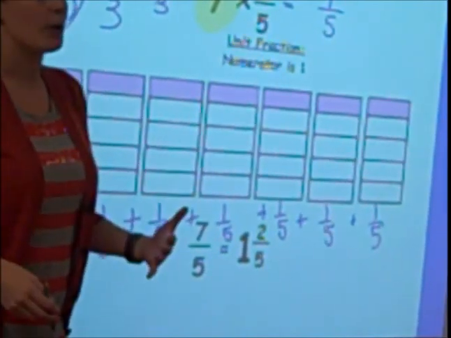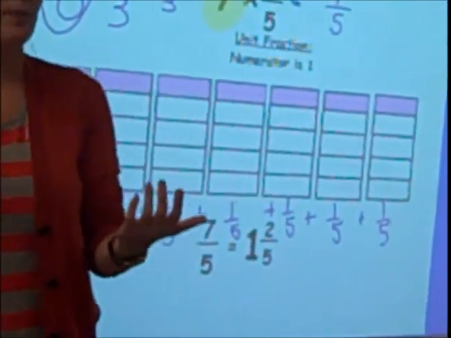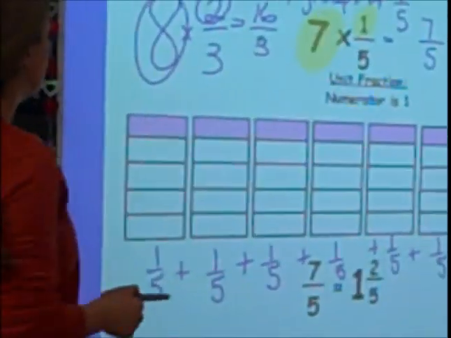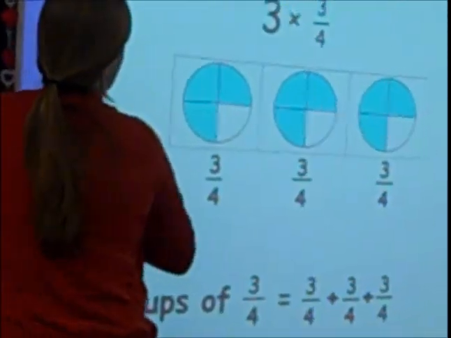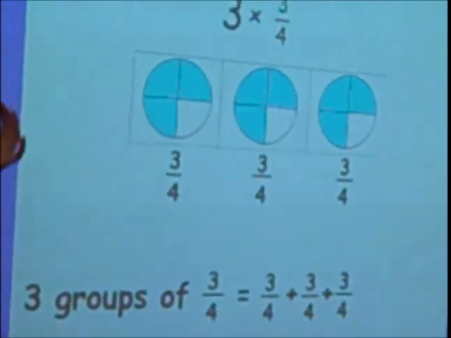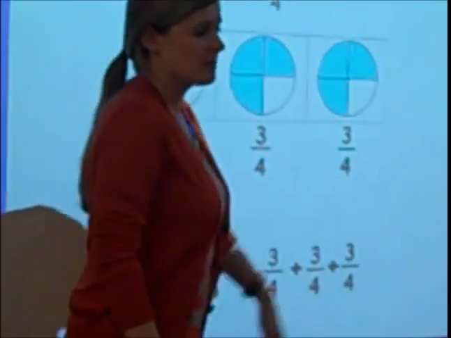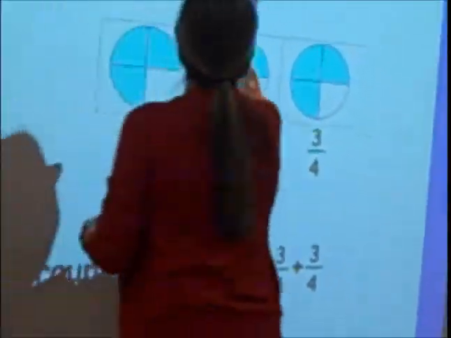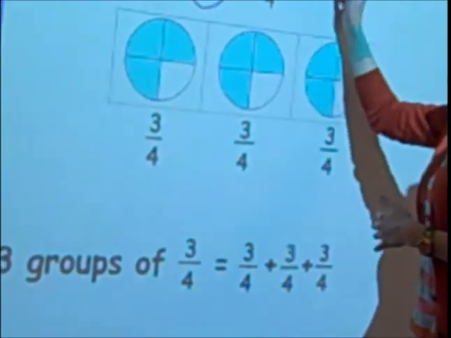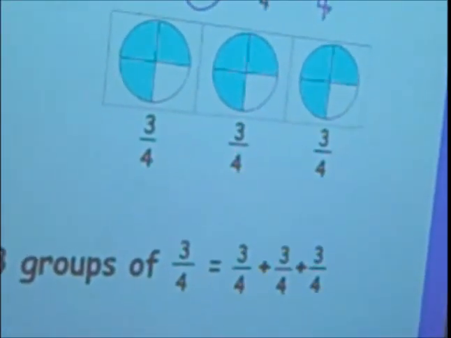Knowing what it means is important. A unit fraction is when the numerator is 1. That's just another term that we're going to be using. So if I move on to the next page, again, 3 times 3/4 is 3 groups of 3/4. 3/4 plus 3/4 plus 3/4, which again is 3 times 3 is 9. So you don't put that 1 underneath anymore.